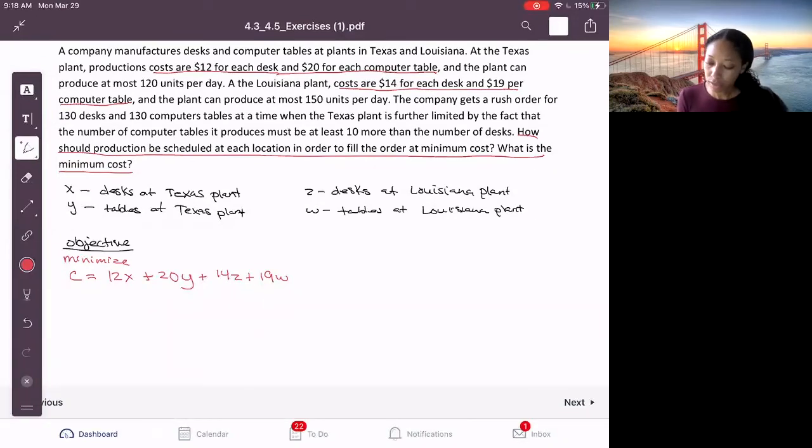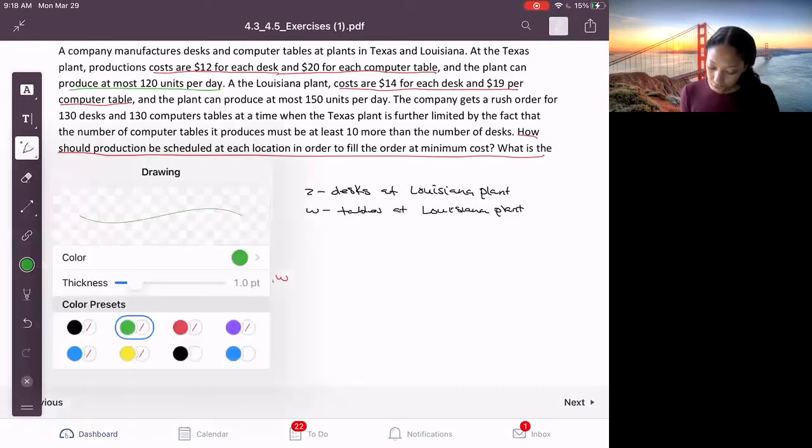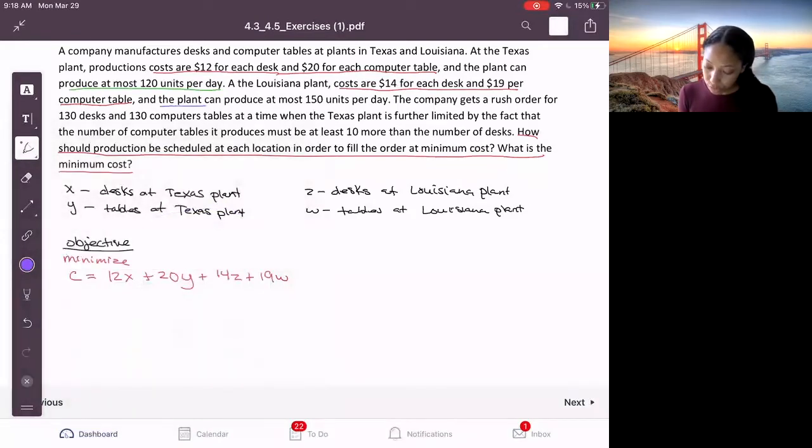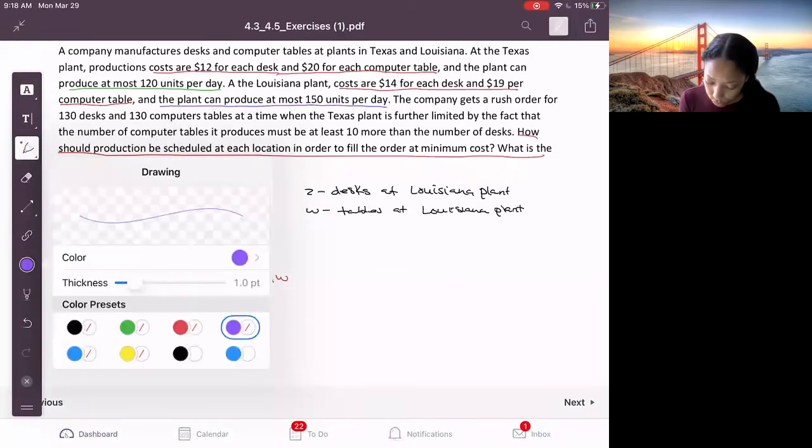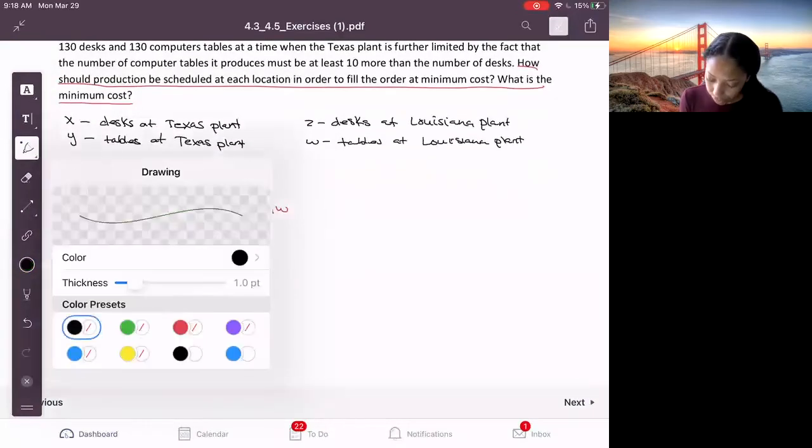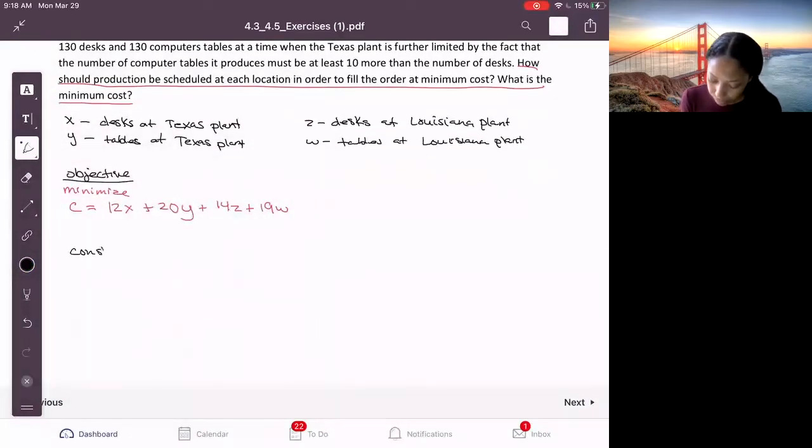okay, we also have that each plant can produce at most 20 units per day. Let's go through all of the different constraints that we have. Well, first, and I'm going to highlight them all, and then we'll put together the information. I hope I don't run out of colors. All right, we'll go with green first. It says that the Texas plant can produce at most 120 units per day, and the Louisiana plant can produce at most 150 units per day. So let's start with those two. For the Texas plant, sorry, we're down here to our constraints.